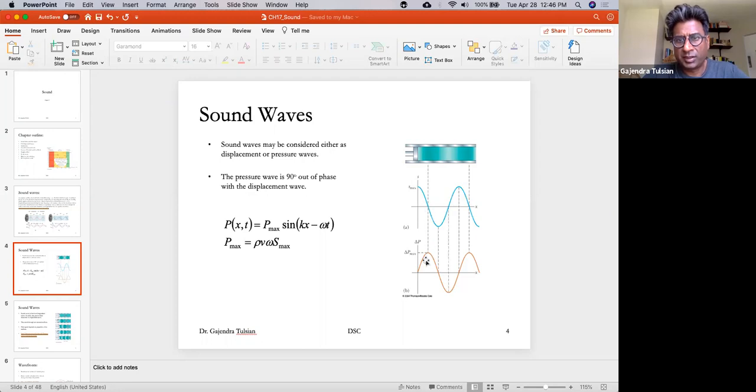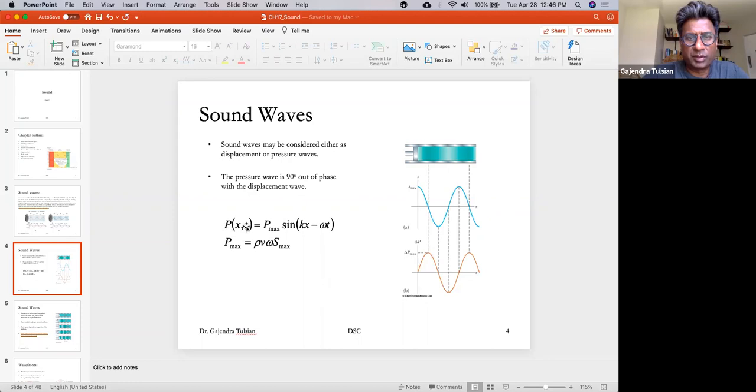And there's a 90-degree phase difference between the pressure and the displacement wave. So the pressure wave is 90 degrees out of phase with the displacement wave. Okay, we won't say much more about this. I just want you to be aware of it.